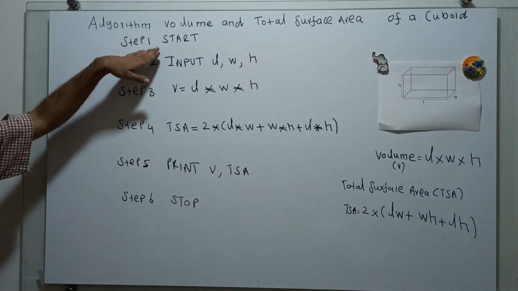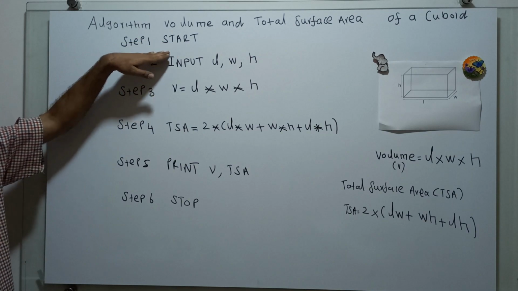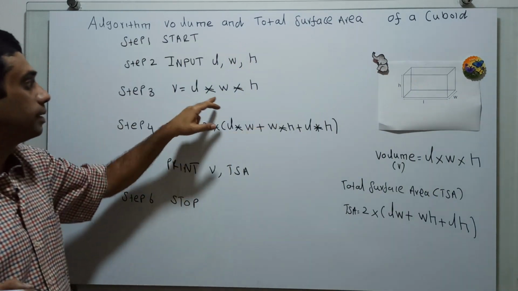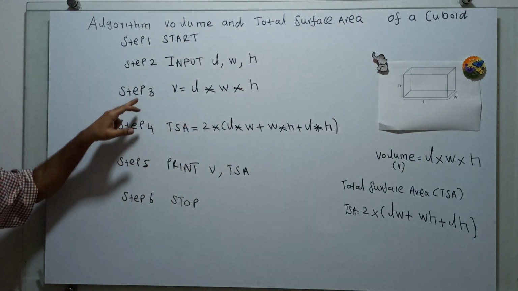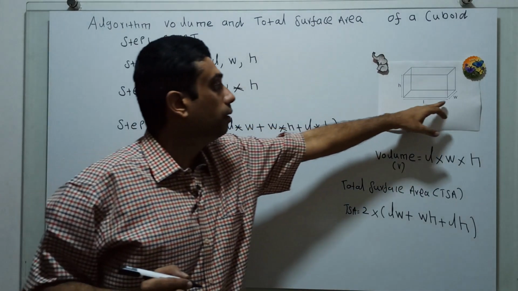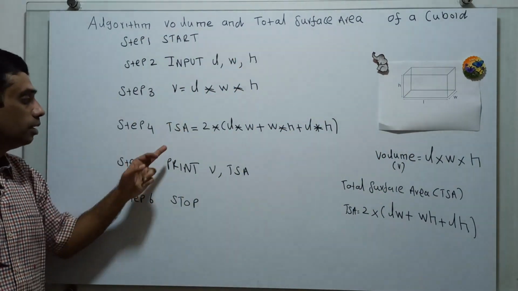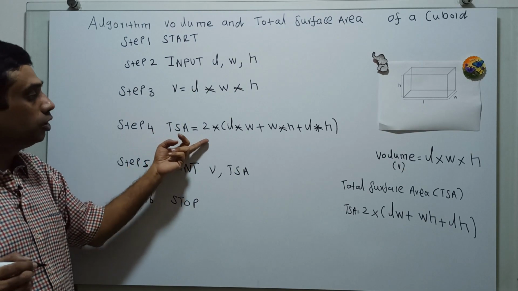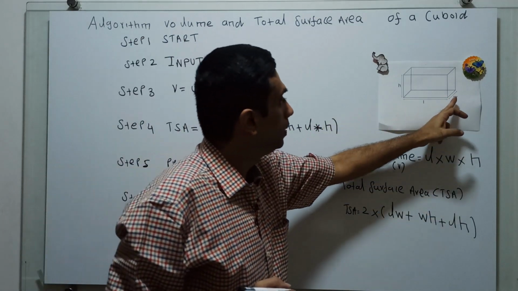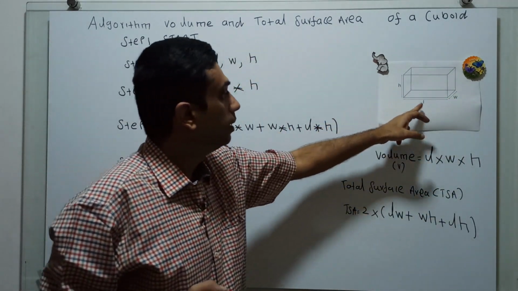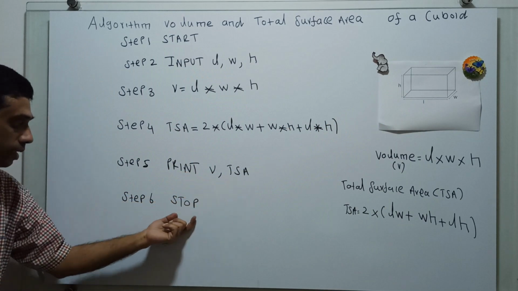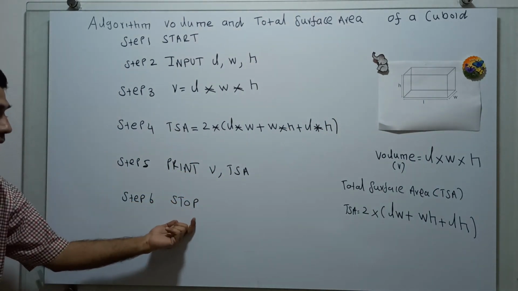So, starting of the flowchart, step 1 start. Step 2, I am obtaining length, width and height as an input. Next, I am calculating a volume. Volume equals length times width times height, it gives the value. Total surface area equals 2 times (length times width plus width times height plus length times height). I am printing volume and the total surface area, and this is the logical end of this algorithm.